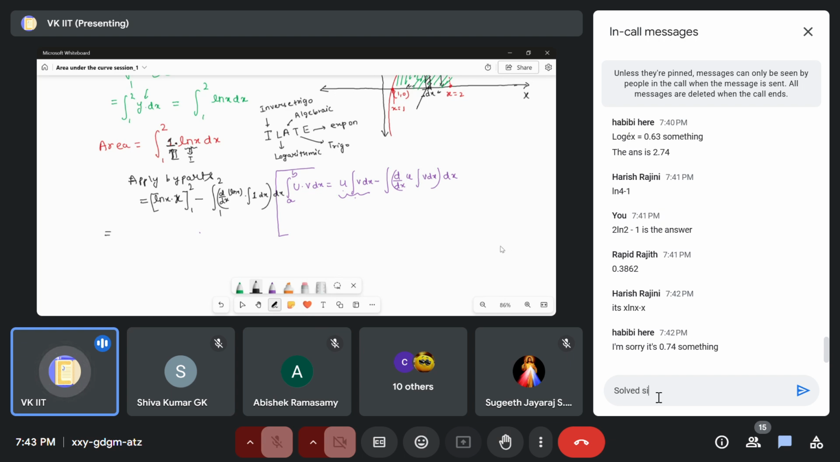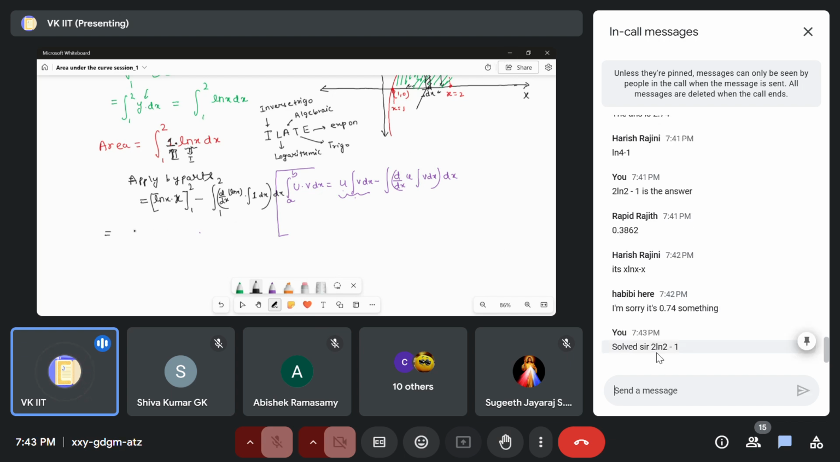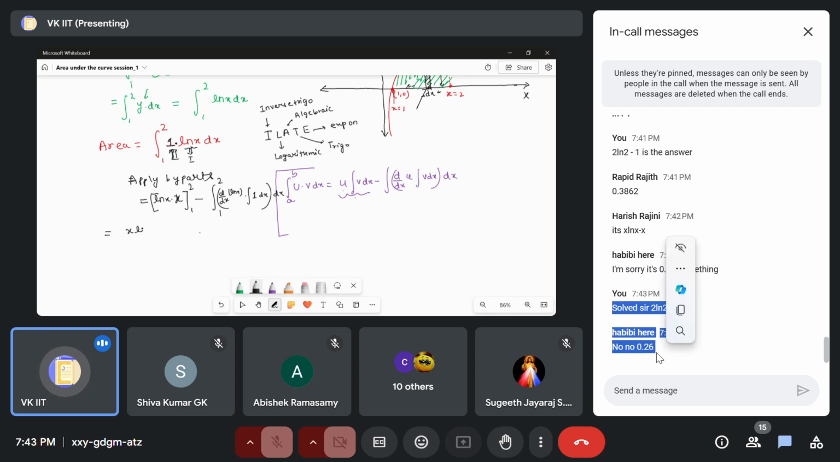I'm looking for the chat box. It is no. 0.74 something. All right, whatever it will be coming, I think from this part you can solve it easily.